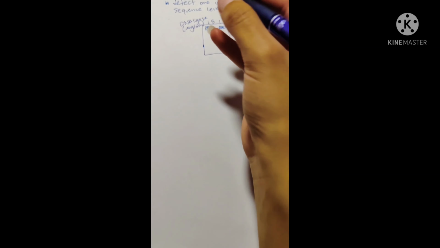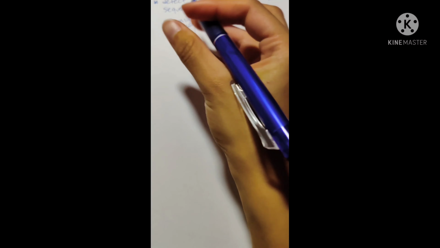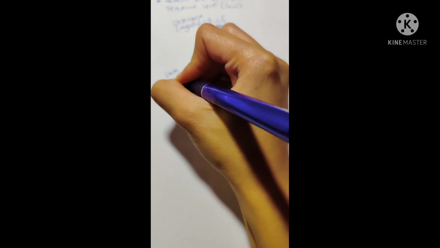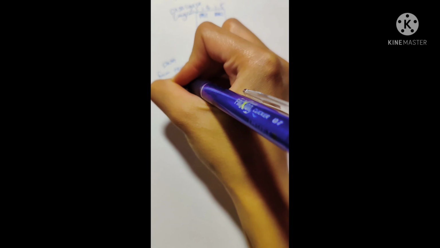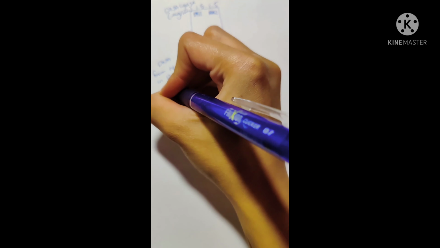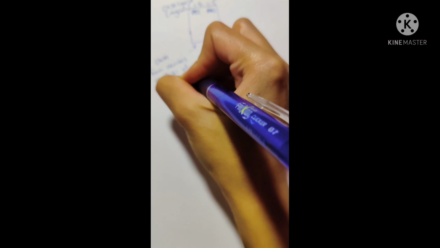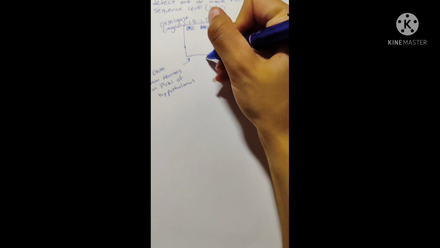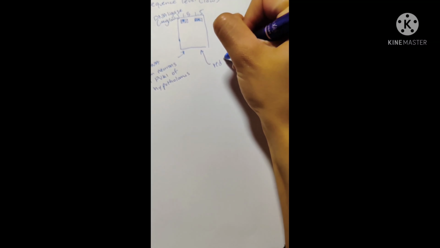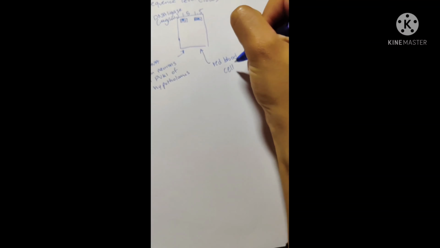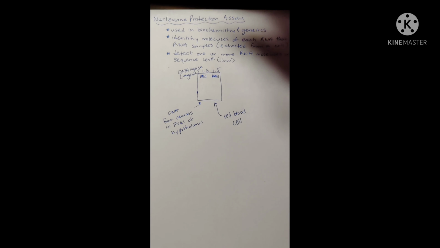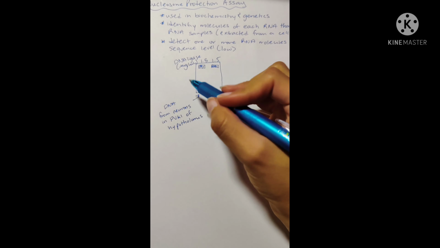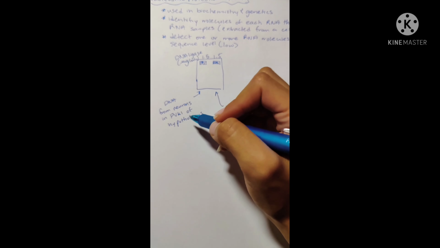And then here this would be DNA from neurons in PVK1 of hypothalamus. And in this area here, this would represent the red blood cell. So for this scenario, we'll be looking at the DNA from the neurons in the hypothalamus.